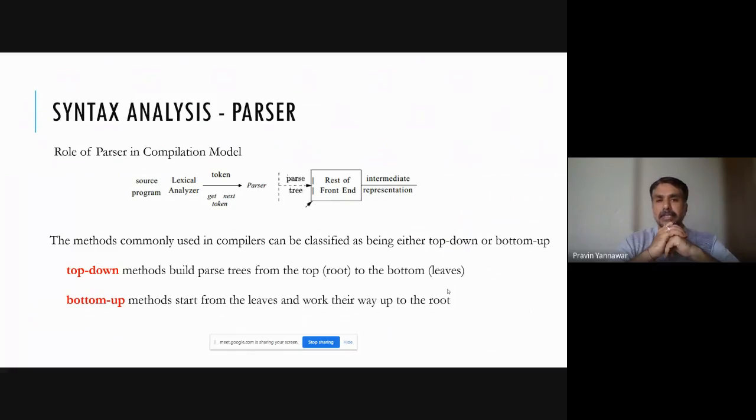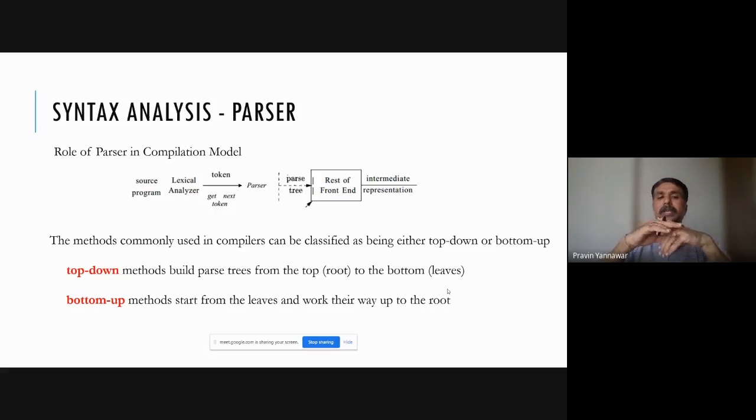as far as syntax analysis, that is the parser, is concerned, the role of the parser in the compilation model is this: the source program is provided to the lexical analyzer, which generates the tokens and provides them to the parser. Now what the parser does with the generated symbols is formulate the parse tree, and then check whether that parse tree is appropriate or not. For doing so, the parser has to go through two different approaches, called the top-down approach and the bottom-up approach.